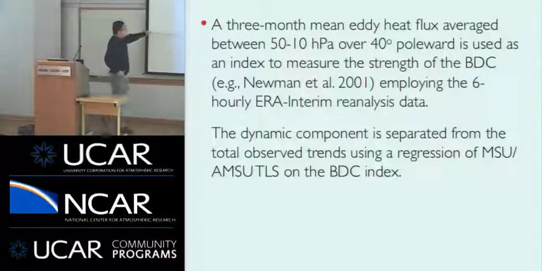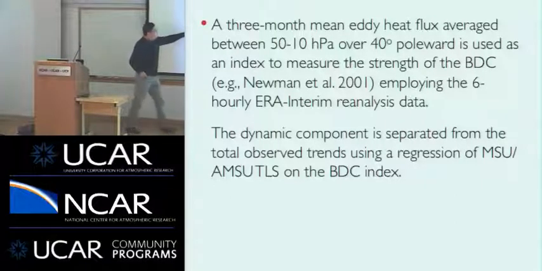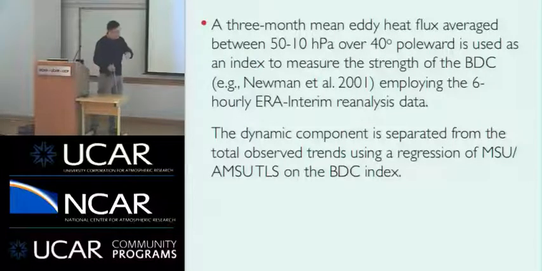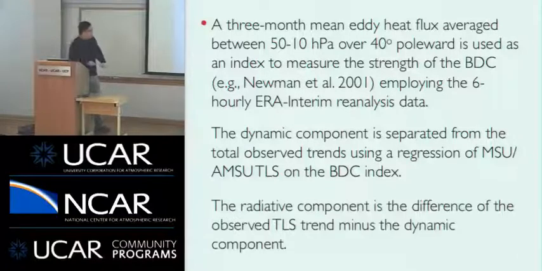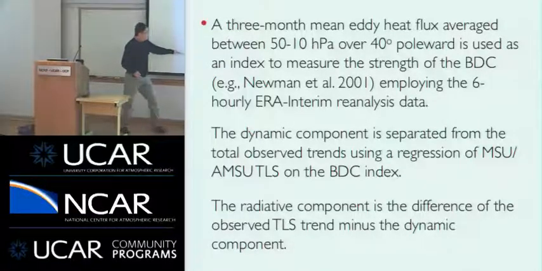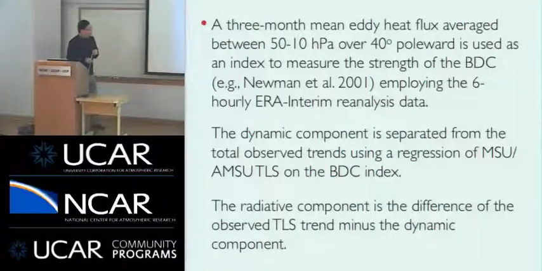Now the dynamic component is separated from the total observed trend using a regression of the observed temperature on the Brewer-Dobson circulation index. At each grid point, we do the regression on the index, and then derive the trend from it. That's the dynamic component. The radiative component we derive empirically as the difference between the total observed lower stratospheric temperature trend minus the dynamic component. Any questions until now on what I'm doing? Bill? No? Okay.